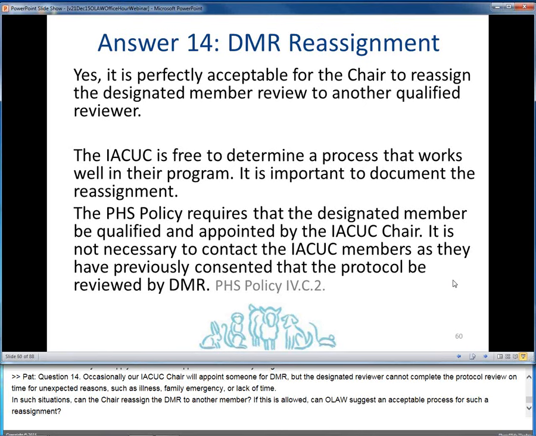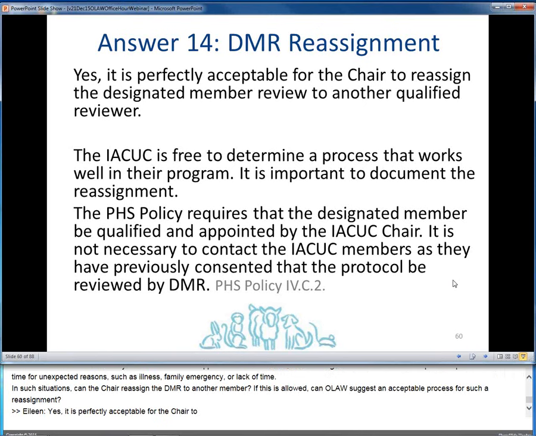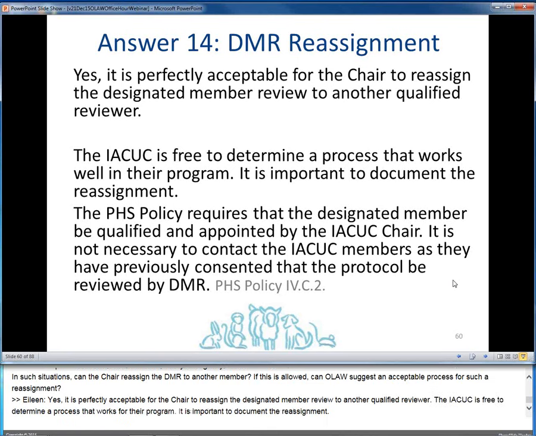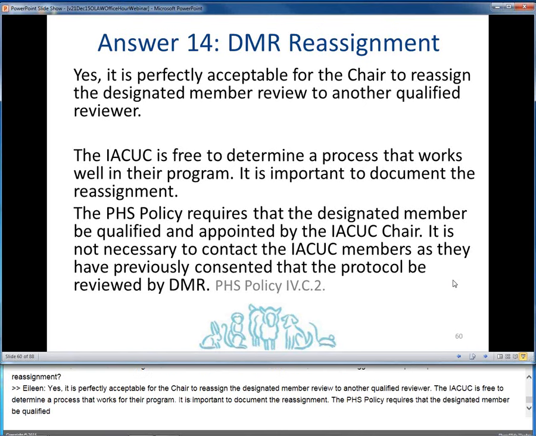Yes, it's perfectly acceptable for the chair to reassign the designated member review to another qualified reviewer. The IACUC is free to determine a process that works for their program. It is important to document the reassignment. The PHS policy requires that the designated member be qualified and appointed by the IACUC chair. It is not necessary to contact the IACUC members as they have previously consented to DMR for protocol review.